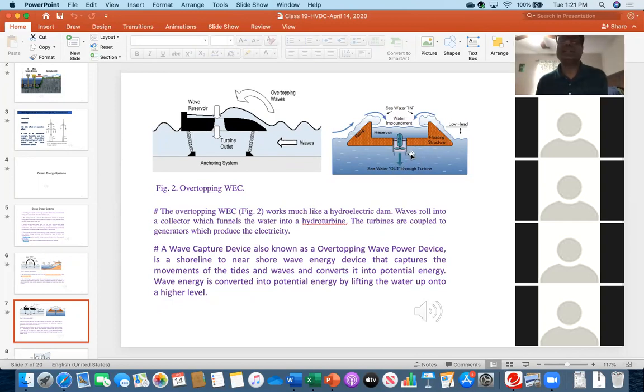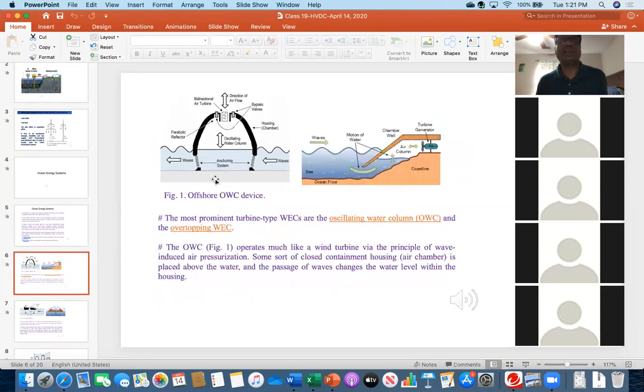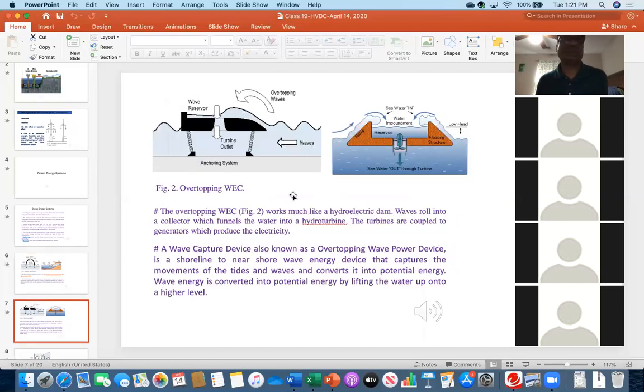Because in this case the water is coming on the top side, accordingly it is called overtopping. In the previous case, the water is hitting from inside, and that is increasing the water level or water column. Accordingly, it is called oscillating water column or oscillating water level. And then the next one is called the overtopping WEC system.